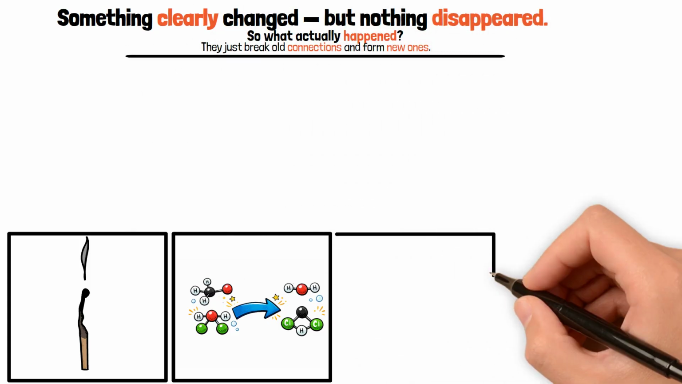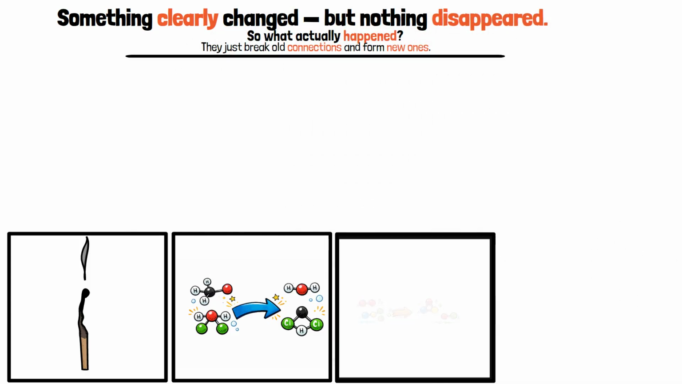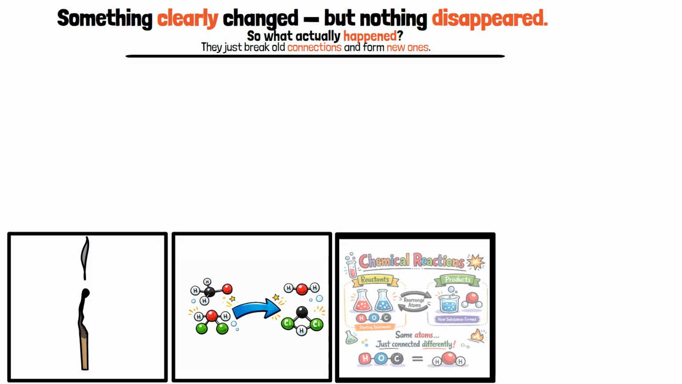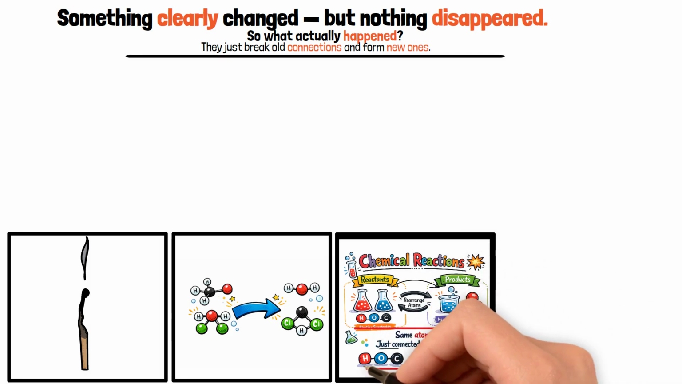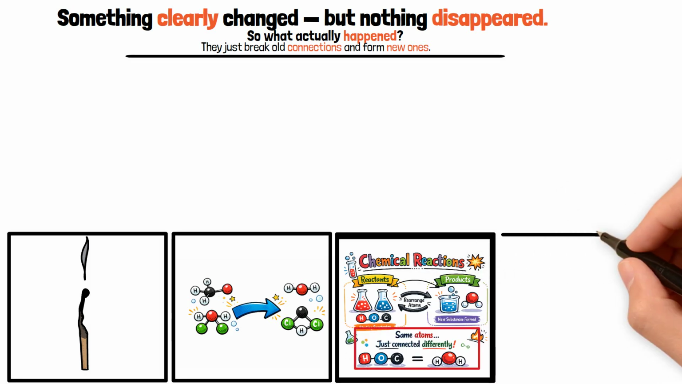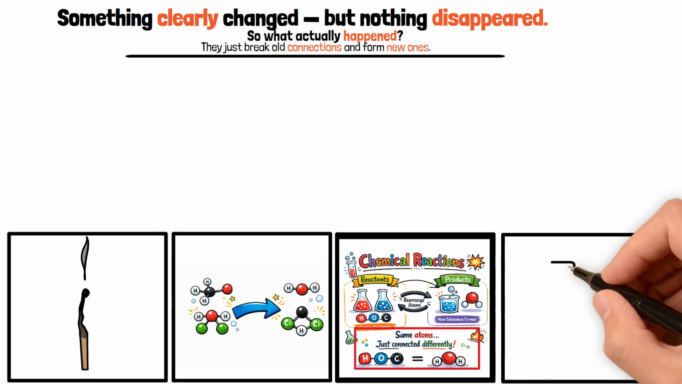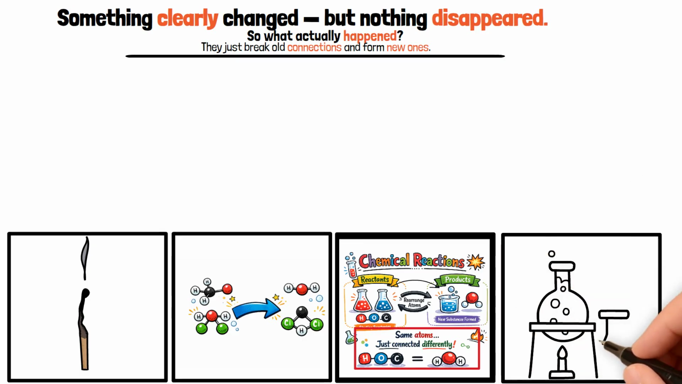Let's go a little deeper. In every chemical reaction, the starting substances are called reactants, and the substances formed are called products. The atoms in the reactants are the same atoms in the products, just connected differently. That's why chemistry follows one unbreakable rule. Matter is conserved. But wait, here's the twist.